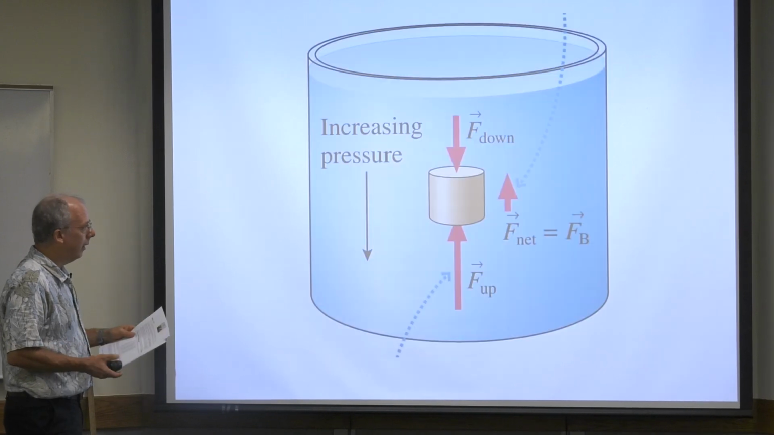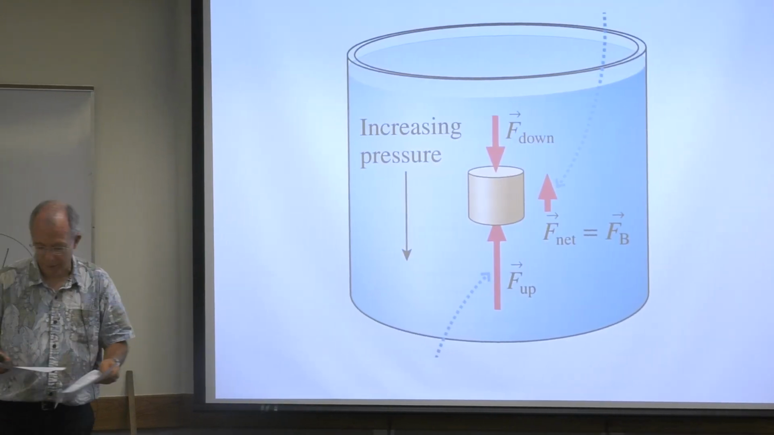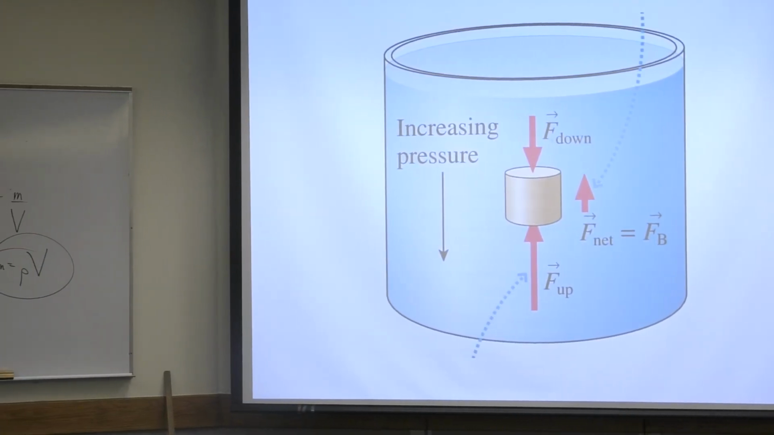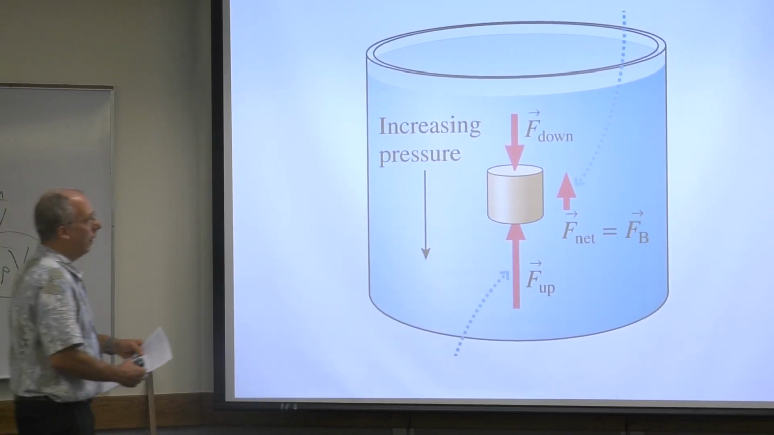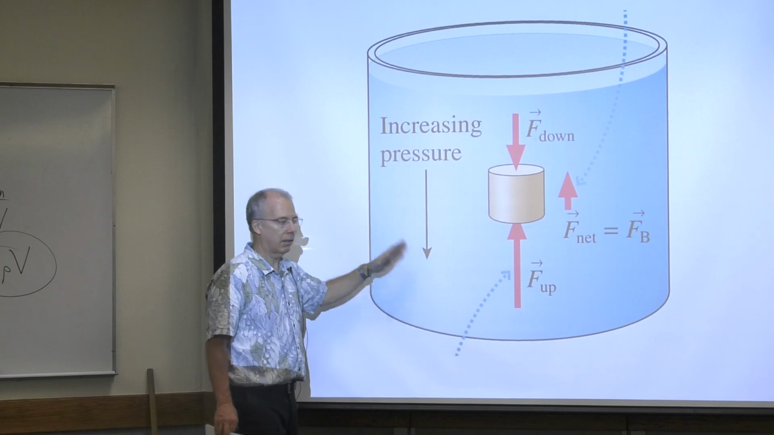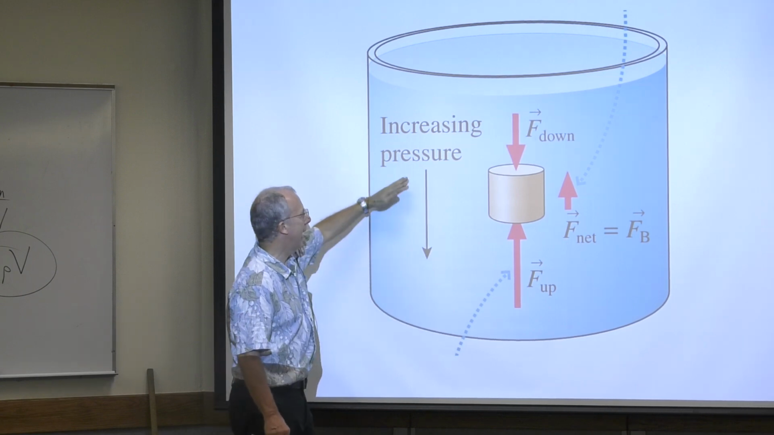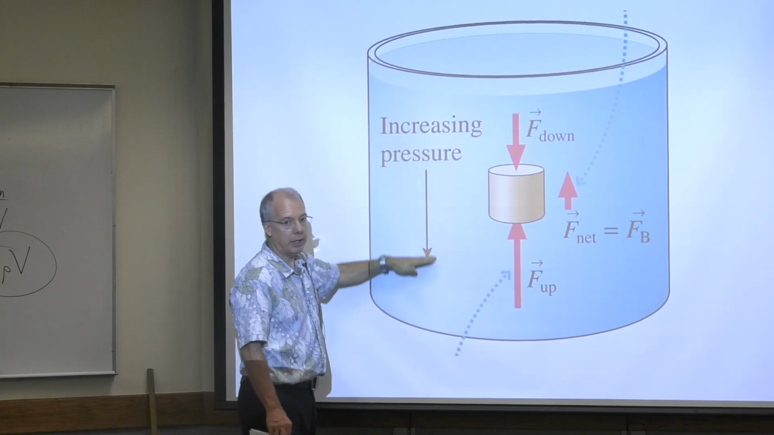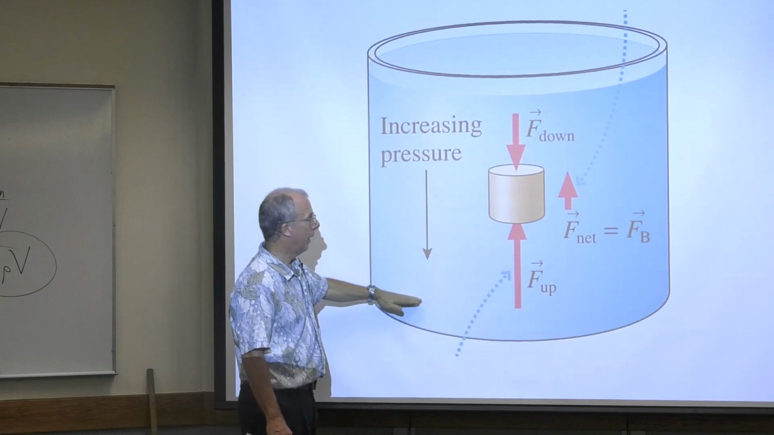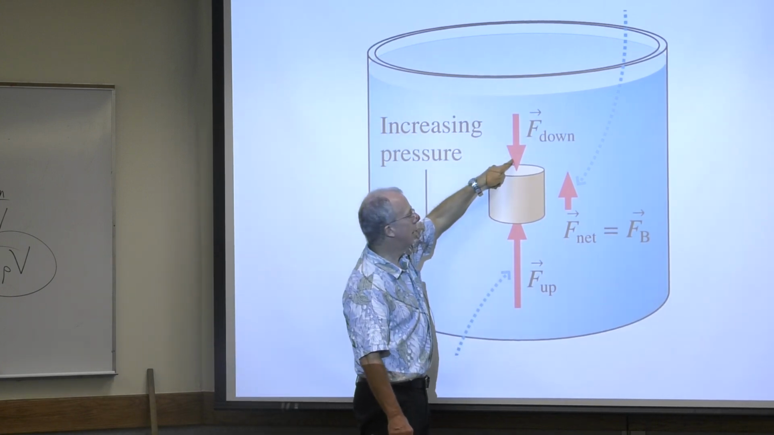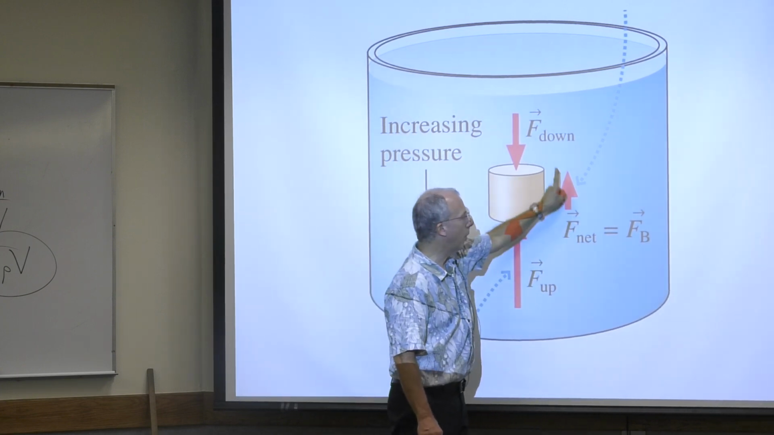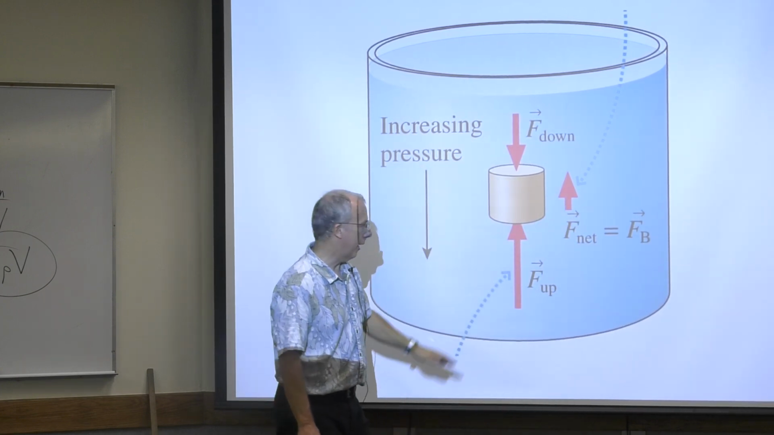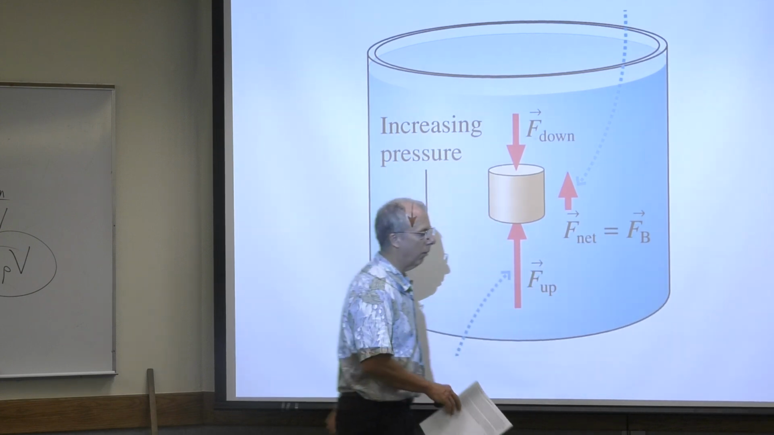Okay, very good. Now, why do we have a buoyant force? Well, we learned in our previous class that the pressure increases with depth. And so the pressure at the top is less than at the bottom, and so there's a net upward force. And that net upward force is just the buoyant force.